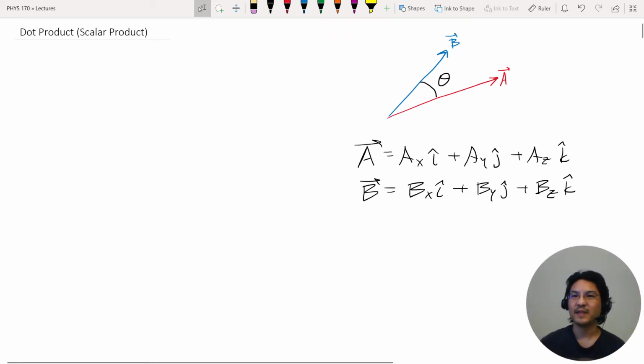Hey everybody. So now that you know how to add vectors, it's time to learn how to multiply vectors. There are two ways to do it. This way, the dot product, and then in another video, the cross product.